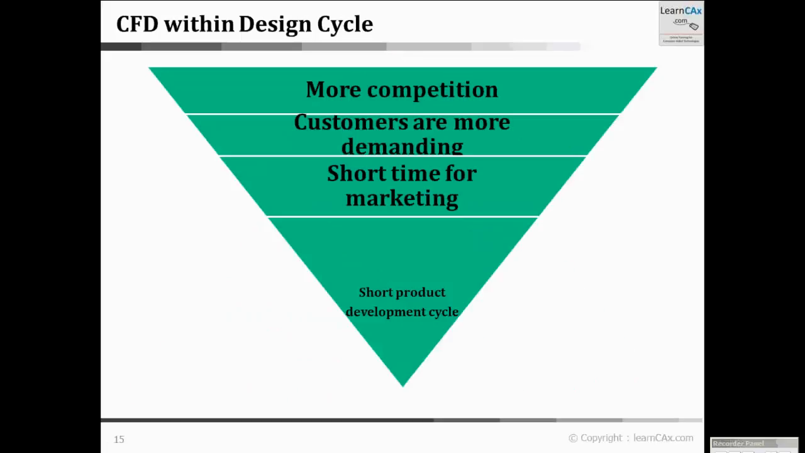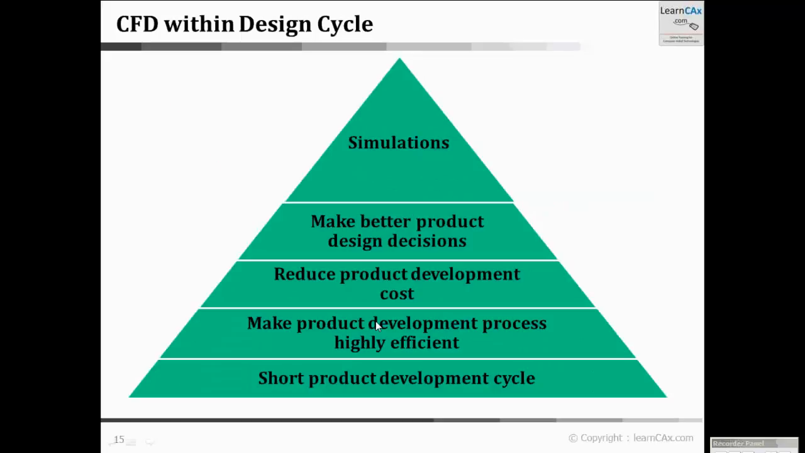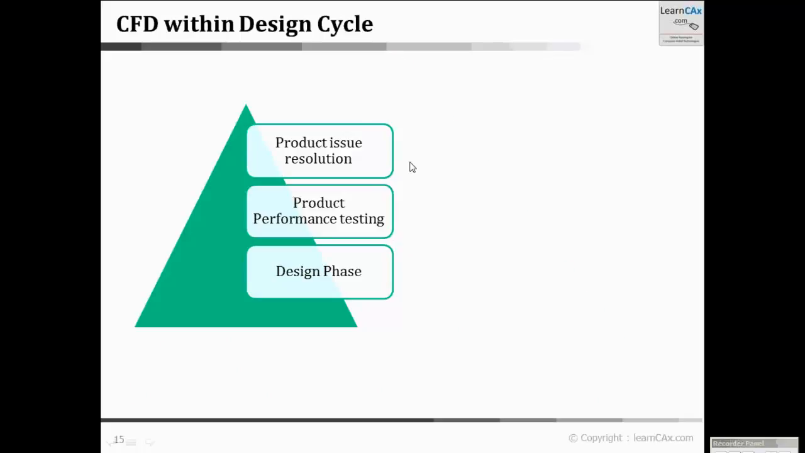The effect of this is that to make a new product, we have to be highly efficient, and the cost of product development has to be reduced as well as the time. To do this, the only way is to make better design decisions when we develop any new product. And simulations play a huge part in making better design decisions. So simulations have become an integral part of any product development cycle.